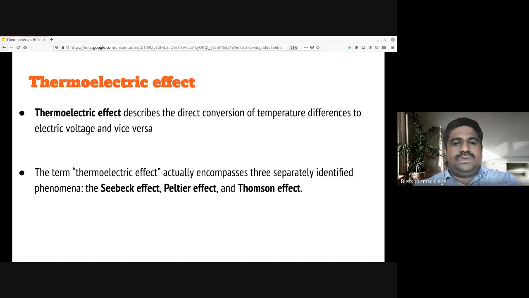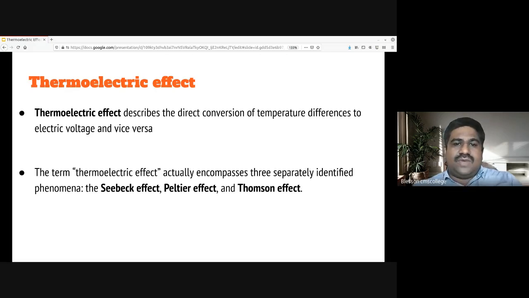Good morning. Today we are going to discuss the thermoelectric effect. The thermoelectric effect describes the direct conversion of temperature difference to electric voltage and vice versa. A thermoelectric device creates a voltage when there is a temperature difference on each side.